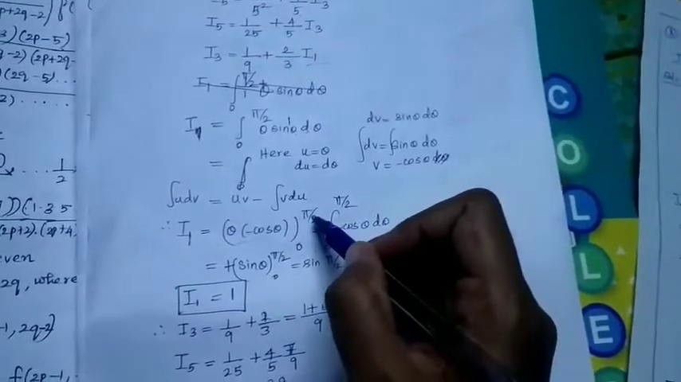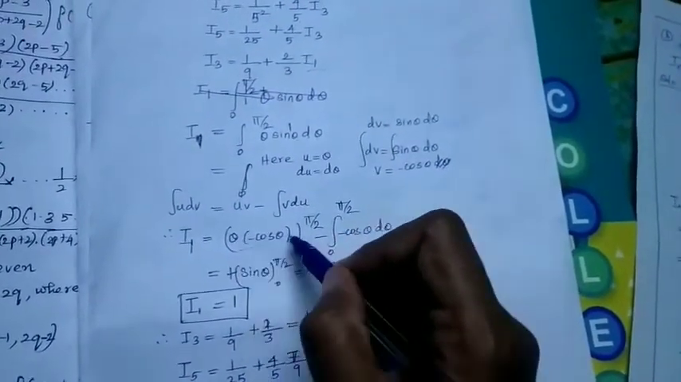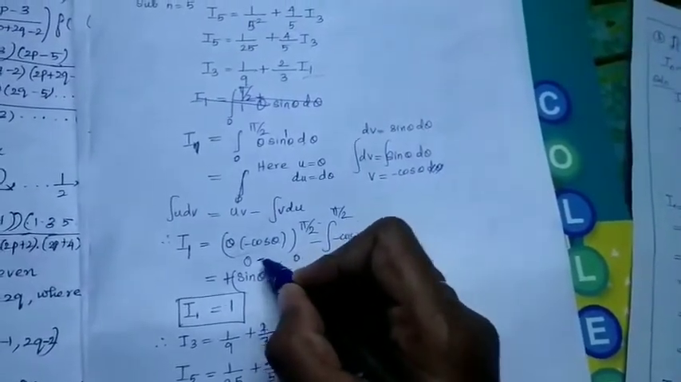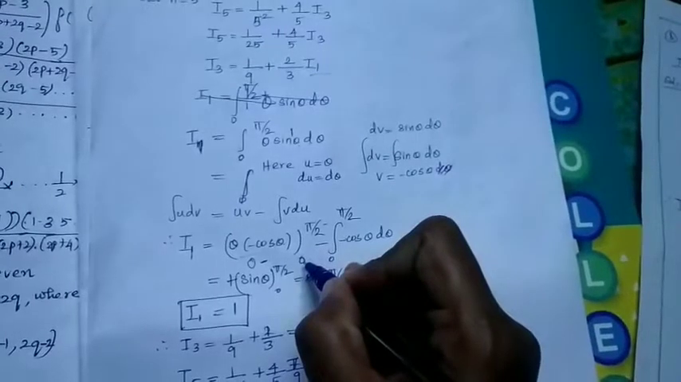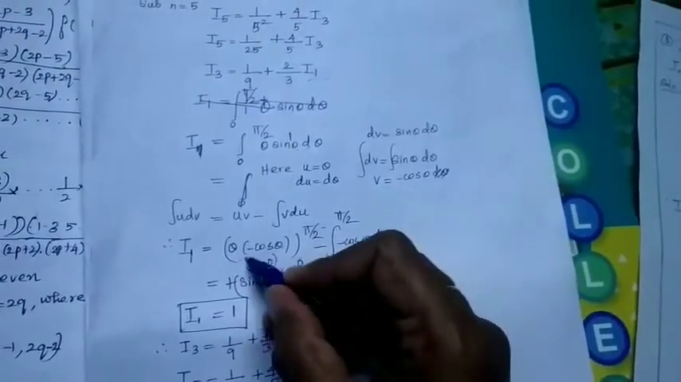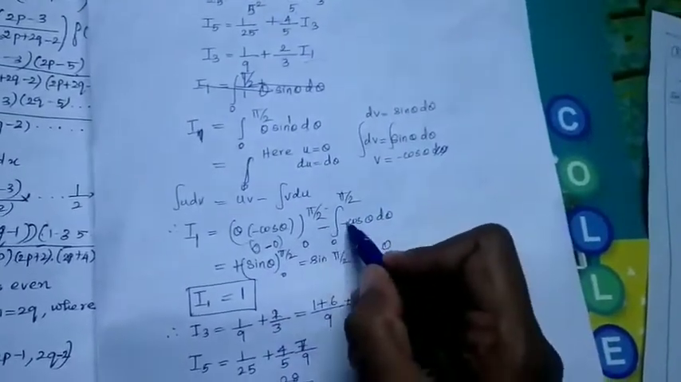Now you apply the limit alone here. So theta into minus cos theta. This is pi by 2 into cos pi by 2, the value is 0, right? So upper limit value will be 0 minus, substitute the lower limit. 0 into anything will become 0. So this value will vanish. Minus into minus will become plus.